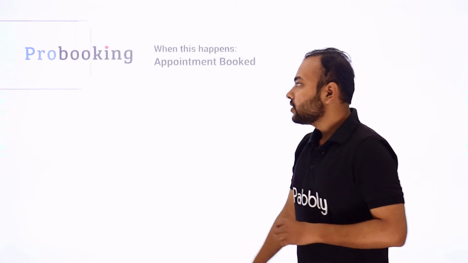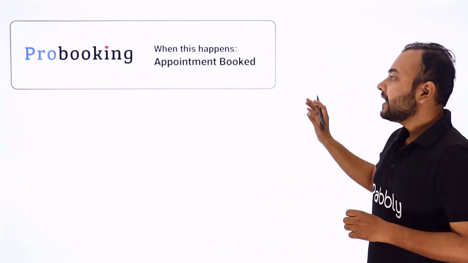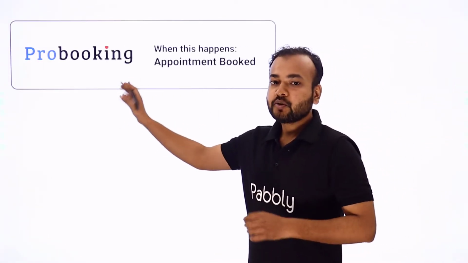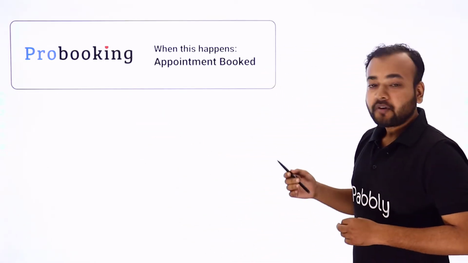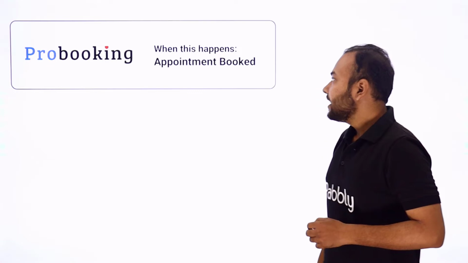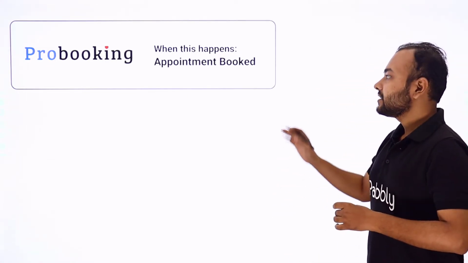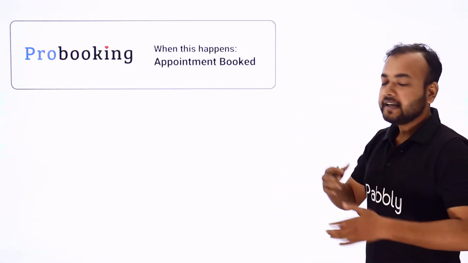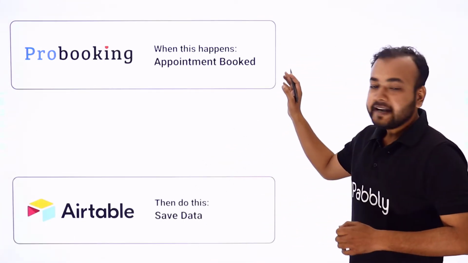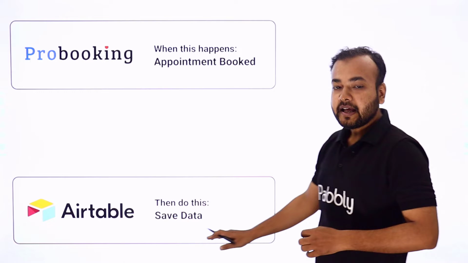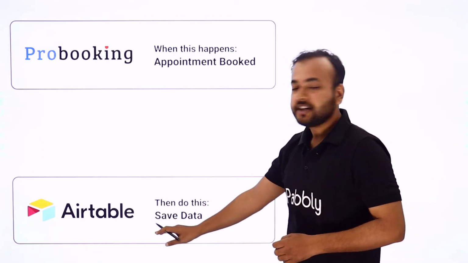So first of all, we have taken the example of Pro Booking application. So guys, Pro Booking is an appointment and scheduling application from which you can take appointments. As and when any person takes an appointment with you for any kind of business, the data of that same person will get automatically transferred here in Airtable application and stored in a spreadsheet.